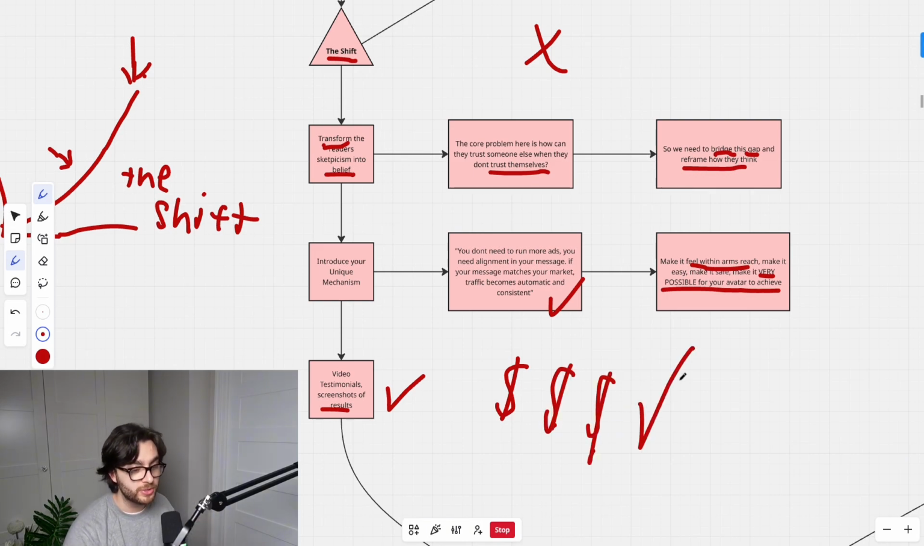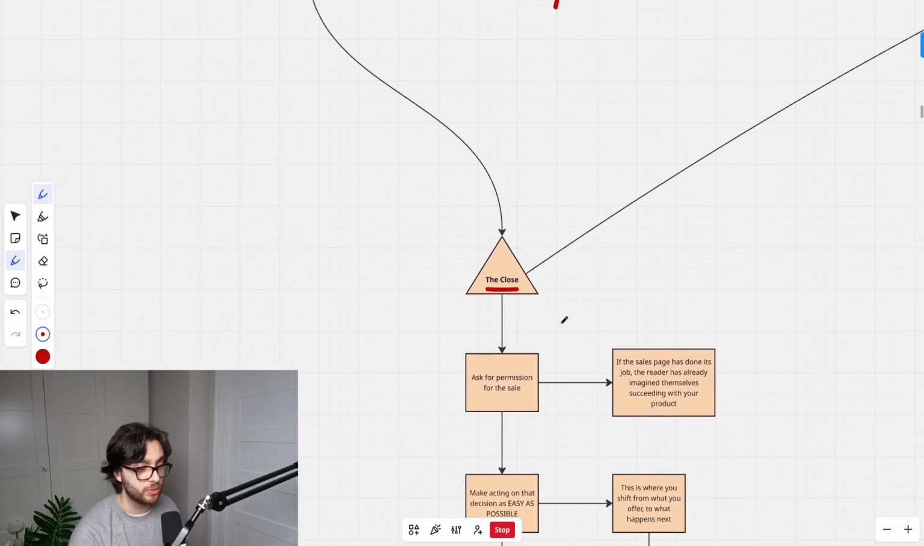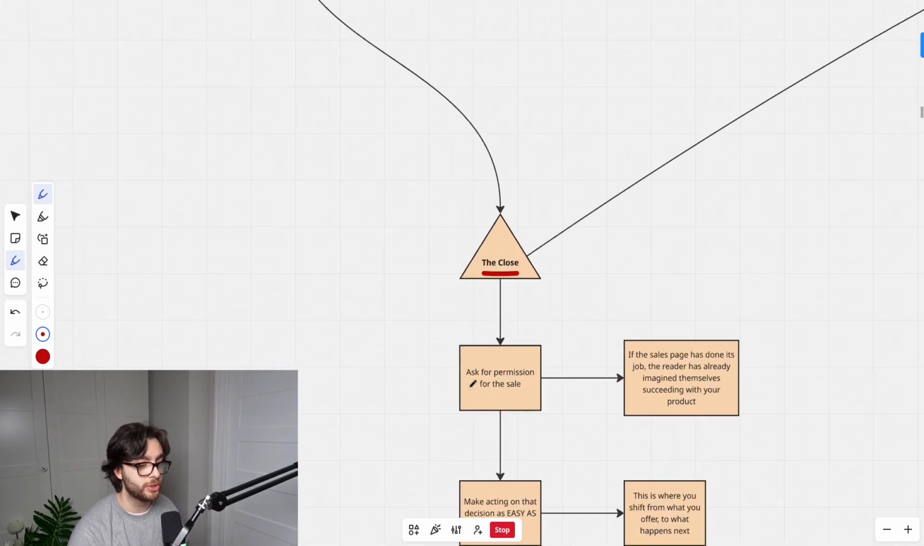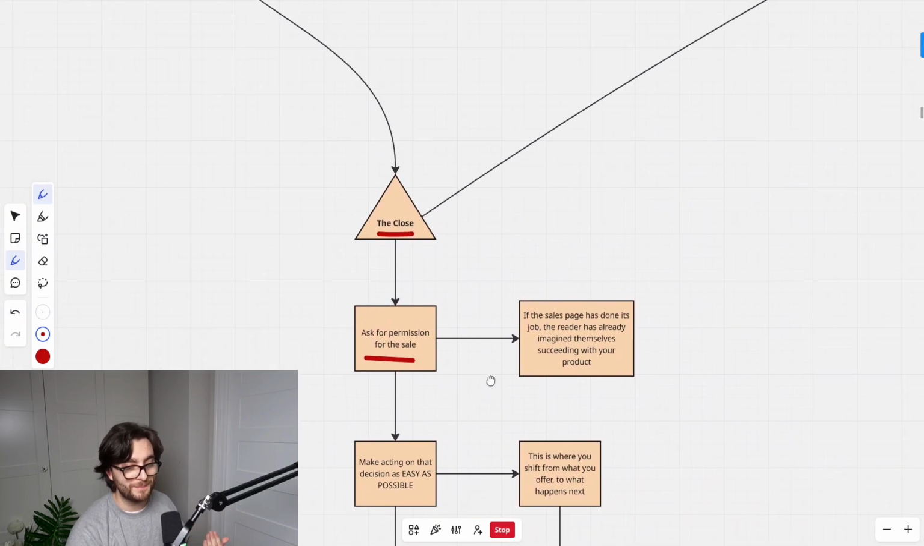Now, the third step is the close. This won't be about creating false urgency or scarcity. It's about asking for permission. So by the time someone reaches the end of your page, they've already imagined themselves succeeding. Your only job from there is to make acting on that vision feel natural, okay?